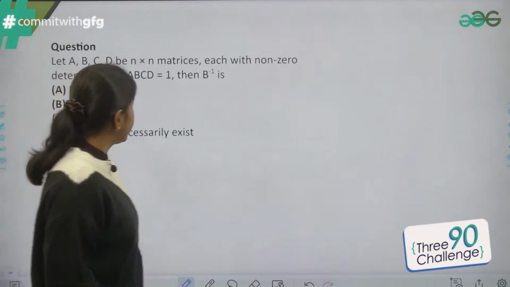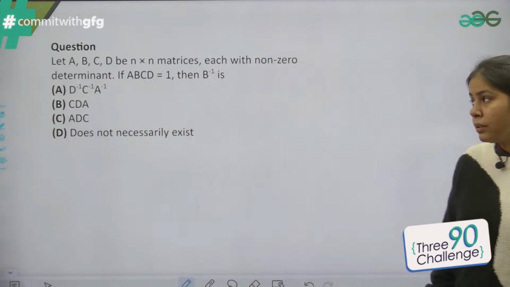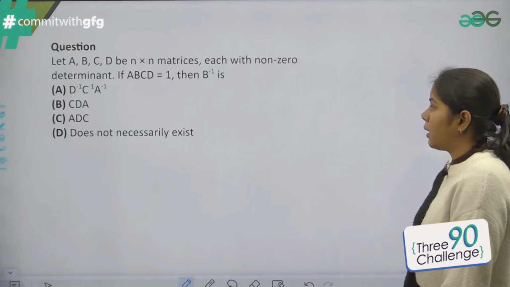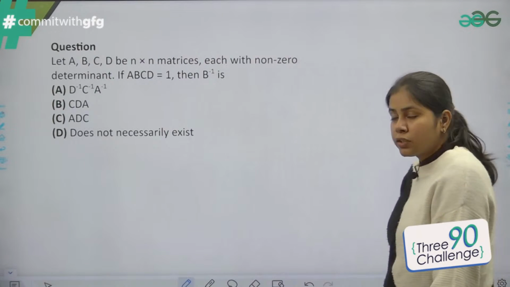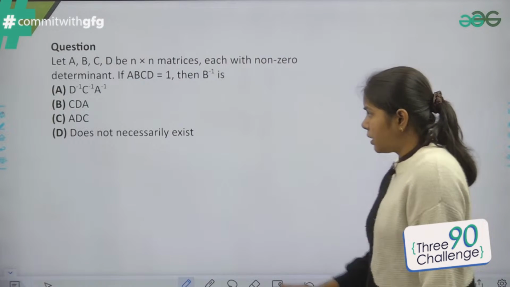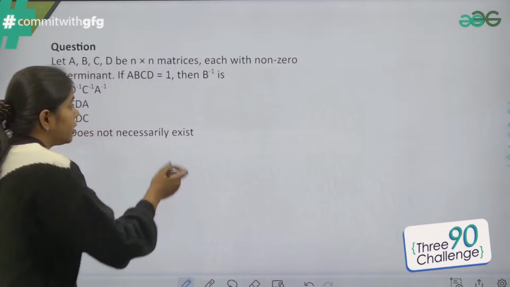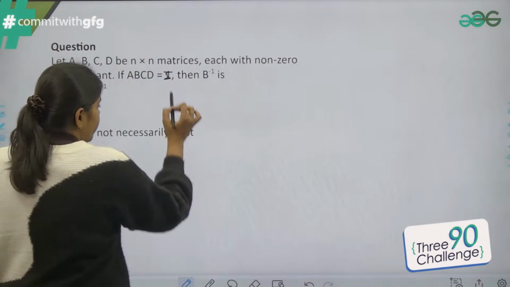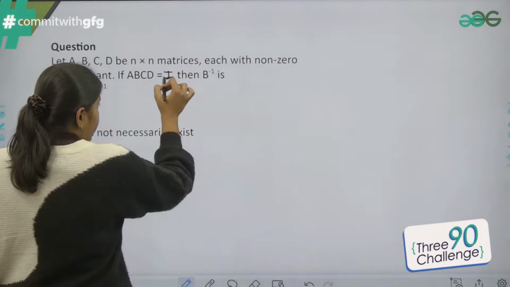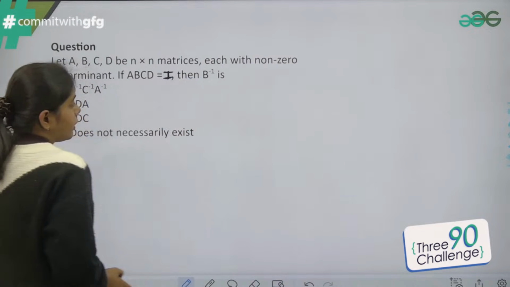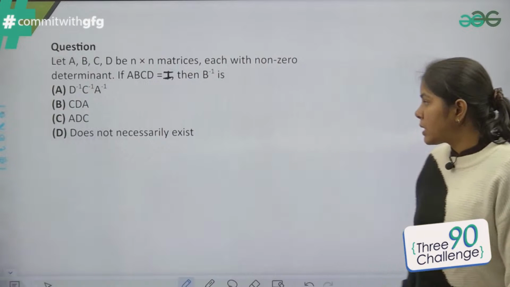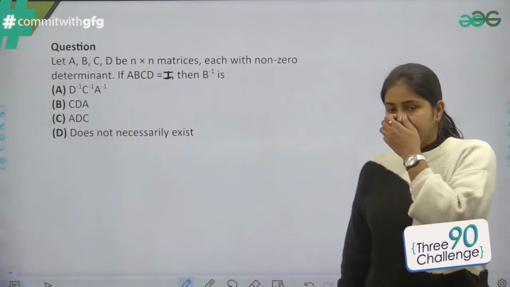This is another question, guys. They are saying that A, B, C, D are n cross n matrices, each with a non-zero determinant. If ABCD is equal to 1, it's not 1. It would be an identity, because matrix multiplication cannot give you a scalar value. It would always give me a matrix, so it would be an identity, I of n cross n. Then you have to find B inverse. Guys, tell me what would be the value of B inverse out of these options.